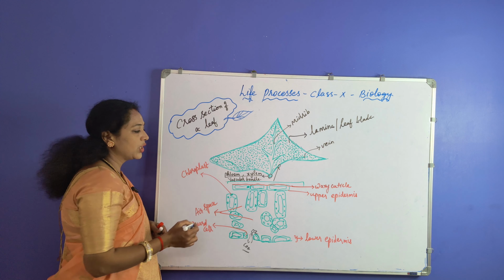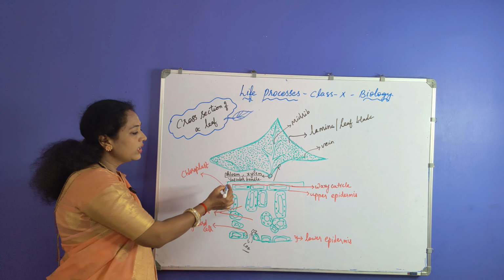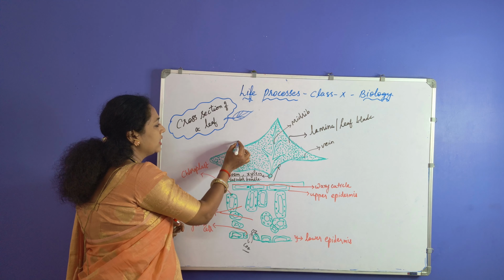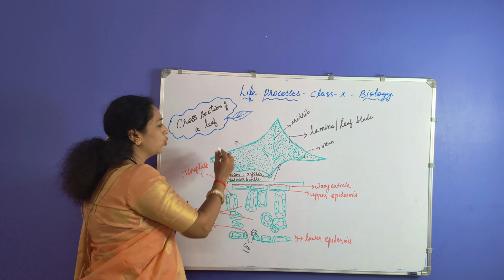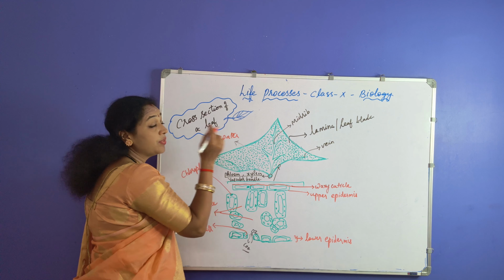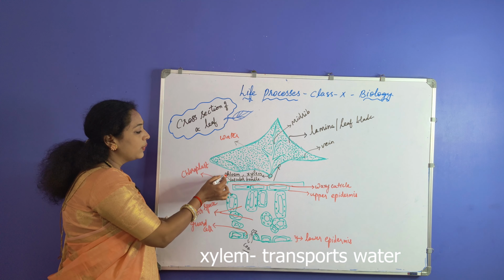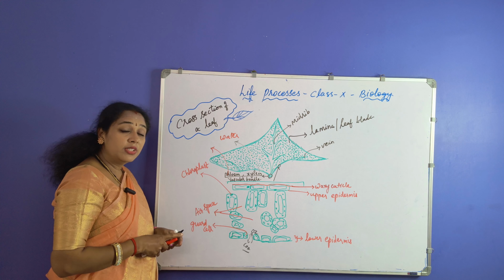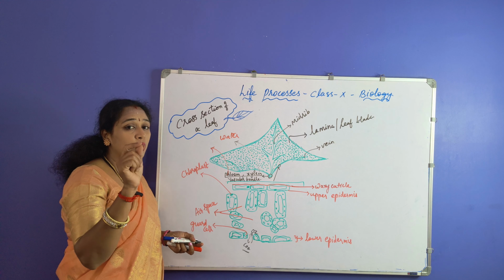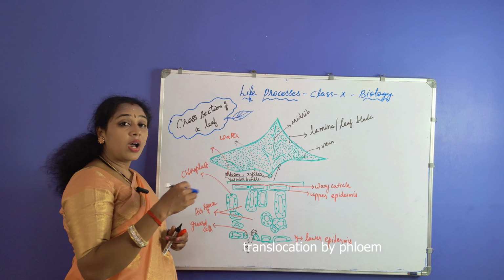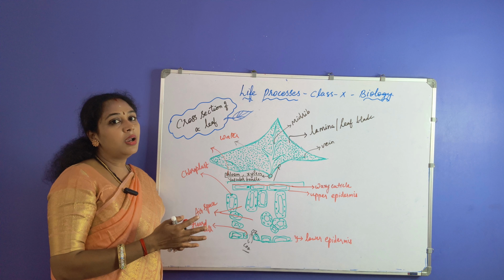And what is the role of the vascular bundle? Xylem and phloem together we call a vascular bundle. What is the role of xylem? We all know that xylem transports water from the root to all the parts of the plant body. And what is the role of phloem? Phloem is the one which translocates. We use the word translocation, where it transports the food that is prepared in the leaf to all the parts of the plant body.